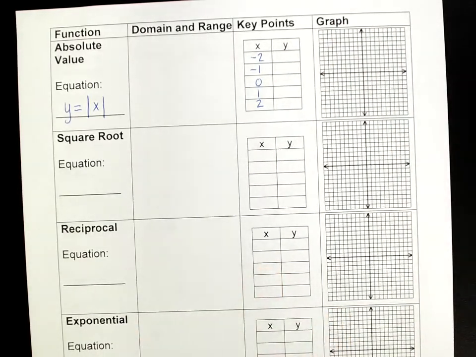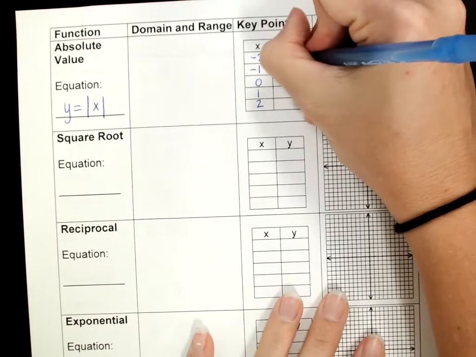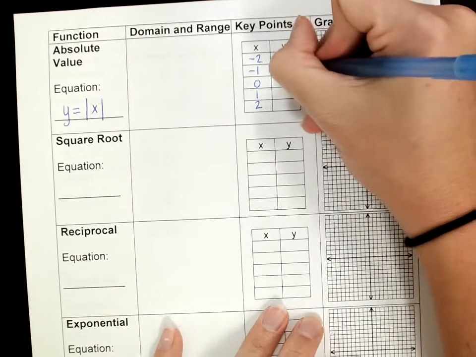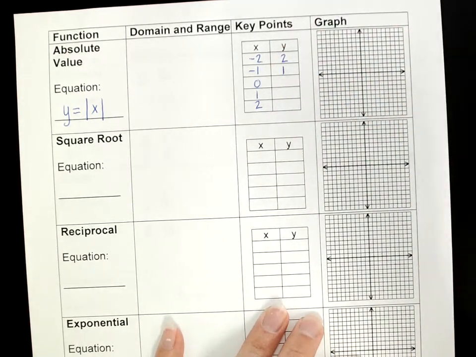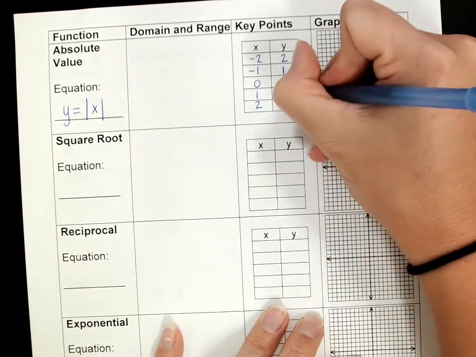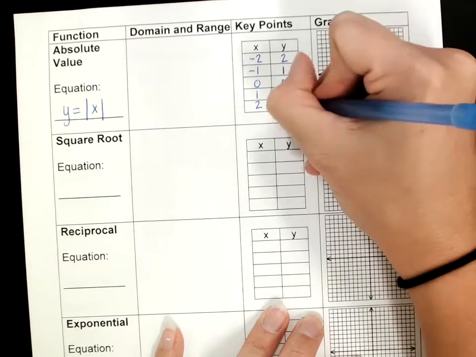But when I take the absolute value, remember that means the distance away from 0, so the absolute value of negative 2 is just going to be 2. The absolute value of negative 1, 1. Absolute value of 0, 0. Absolute value of 1, 1. And absolute value of 2, 2.